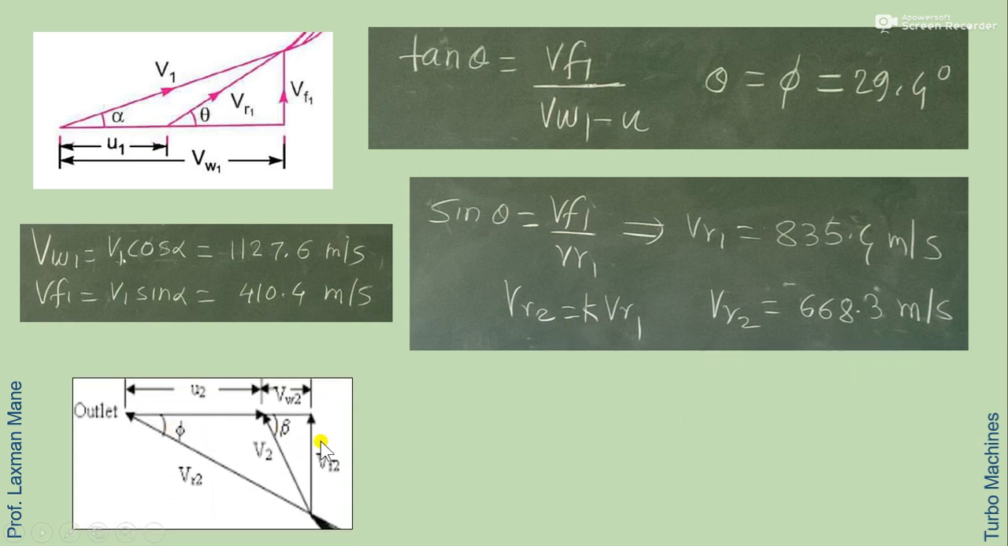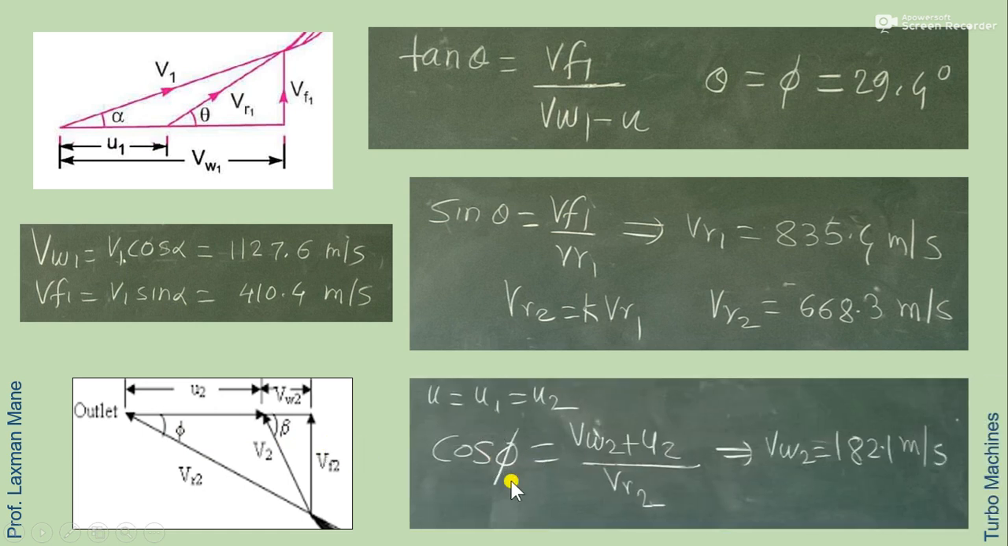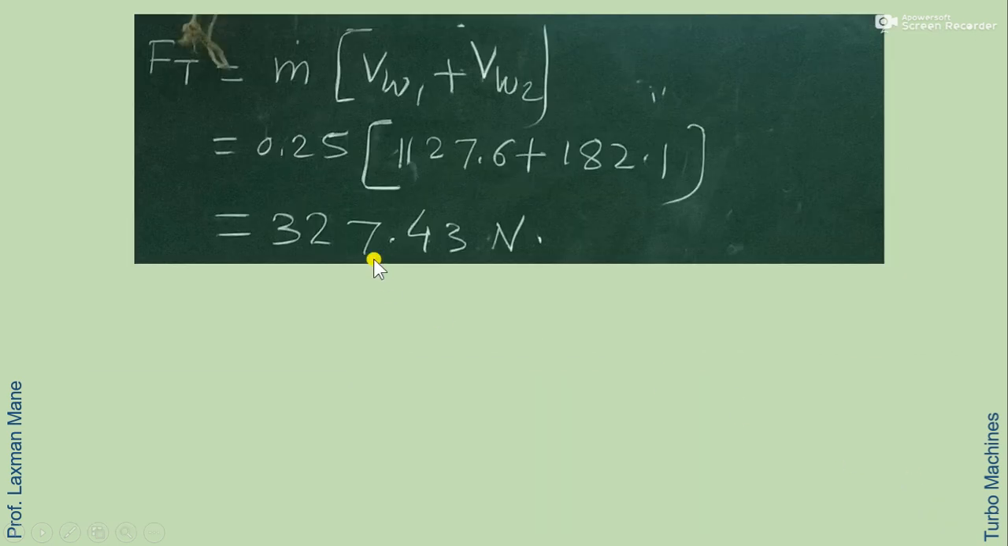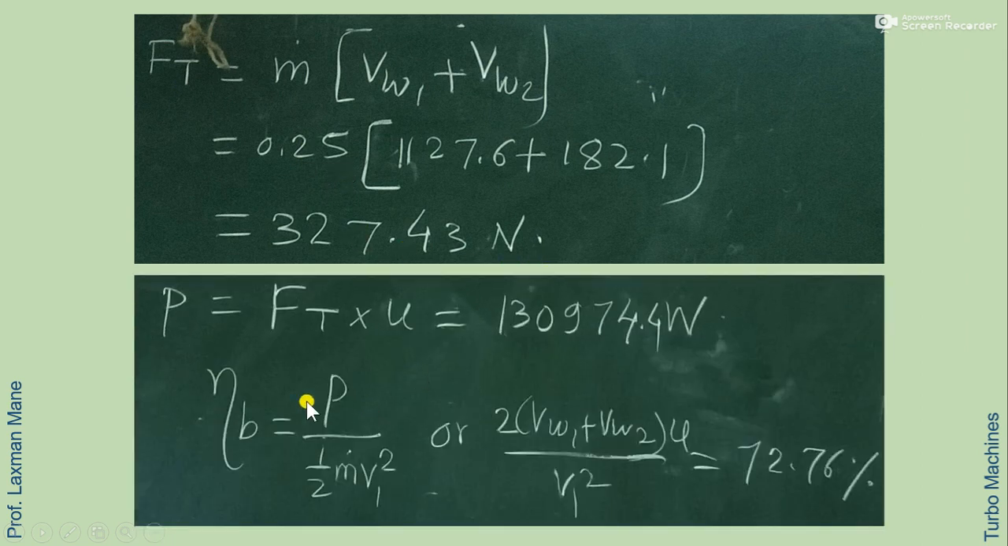After that, we will use the outlet velocity triangle and the cos phi relation. In that, U2 and VR2 we have already calculated. Putting these two values, we get VW2. This we use to find the tangential force on the impulse turbine in newtons. After that, power we can find using the formula tangential force into blade velocity, in watts. Blade efficiency can be obtained by using the formula either in the form of kinetic energy or this.